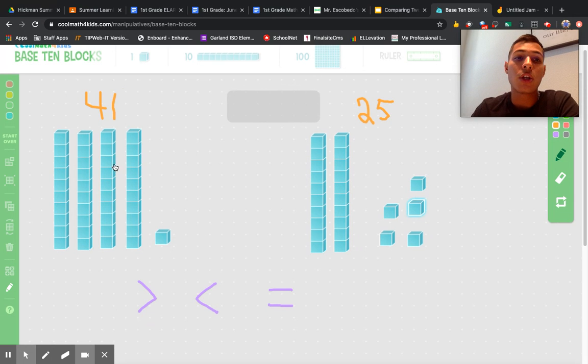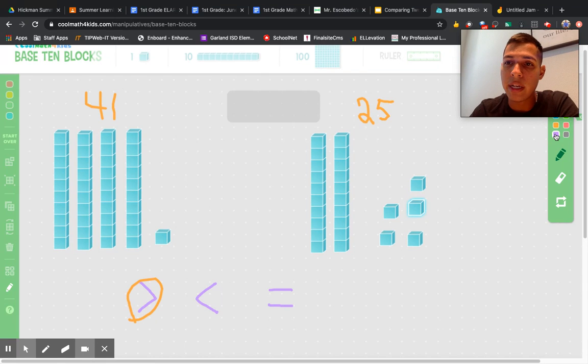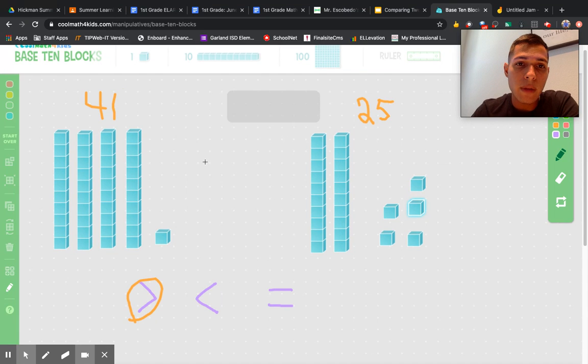So since 41 is greater than 25, we have to circle that correct statement and put it up here. So let me write it. So 41 is greater than 25, right? 41 is greater than 25 because 41 is bigger than 25.